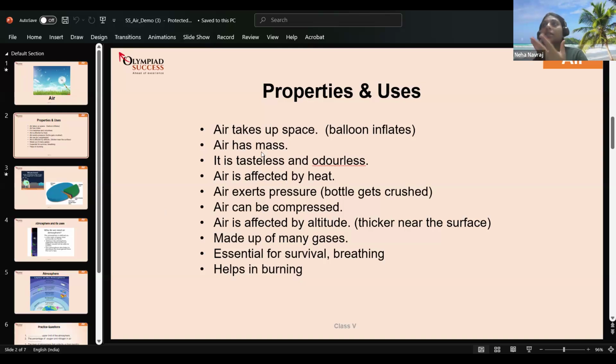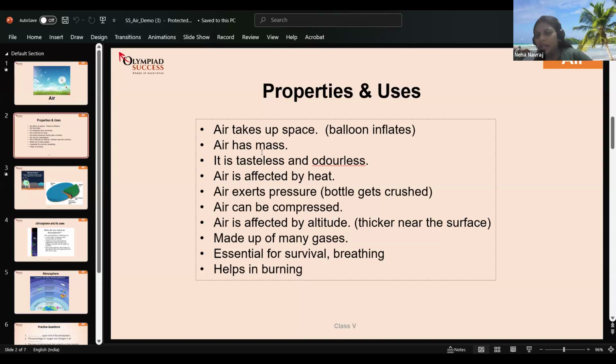Now coming to the next point, it is tasteless and odorless. Tasteless means, if you are sitting here, do you feel any taste on your tongue while inhaling air? Is it somewhat sweet or salty or bitter? No, it's a blunt taste. You are just breathing in. The process is taking place, but you are not getting any taste of it. That's why we call it tasteless.